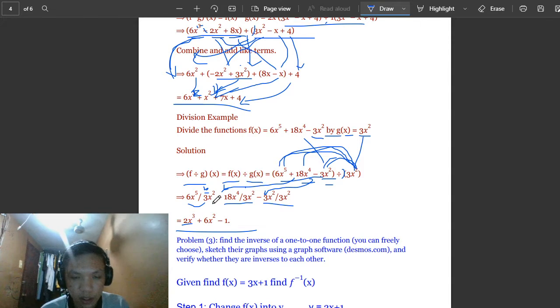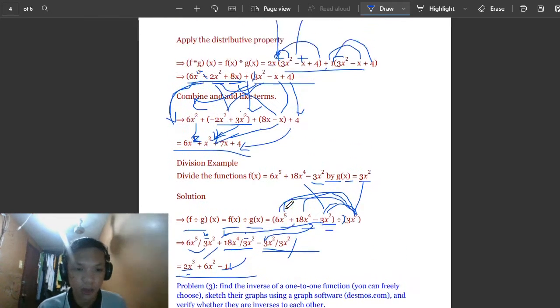So 2x raised to cube, 2x cubed. Then plus 18 divided by 3 equals 6. So 4 minus 2 equals 2. Then here, divide it, equals 1. So that is problem 2.